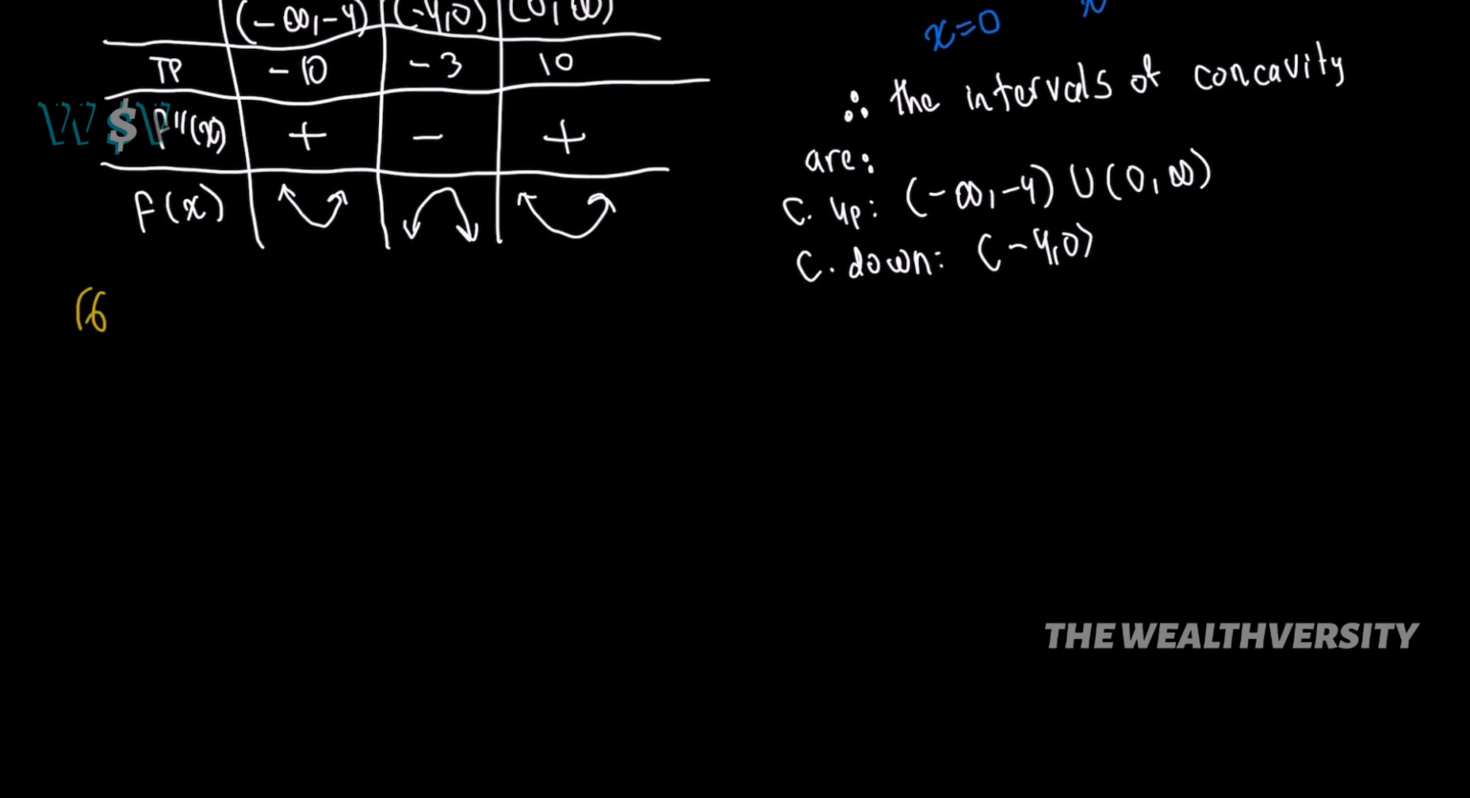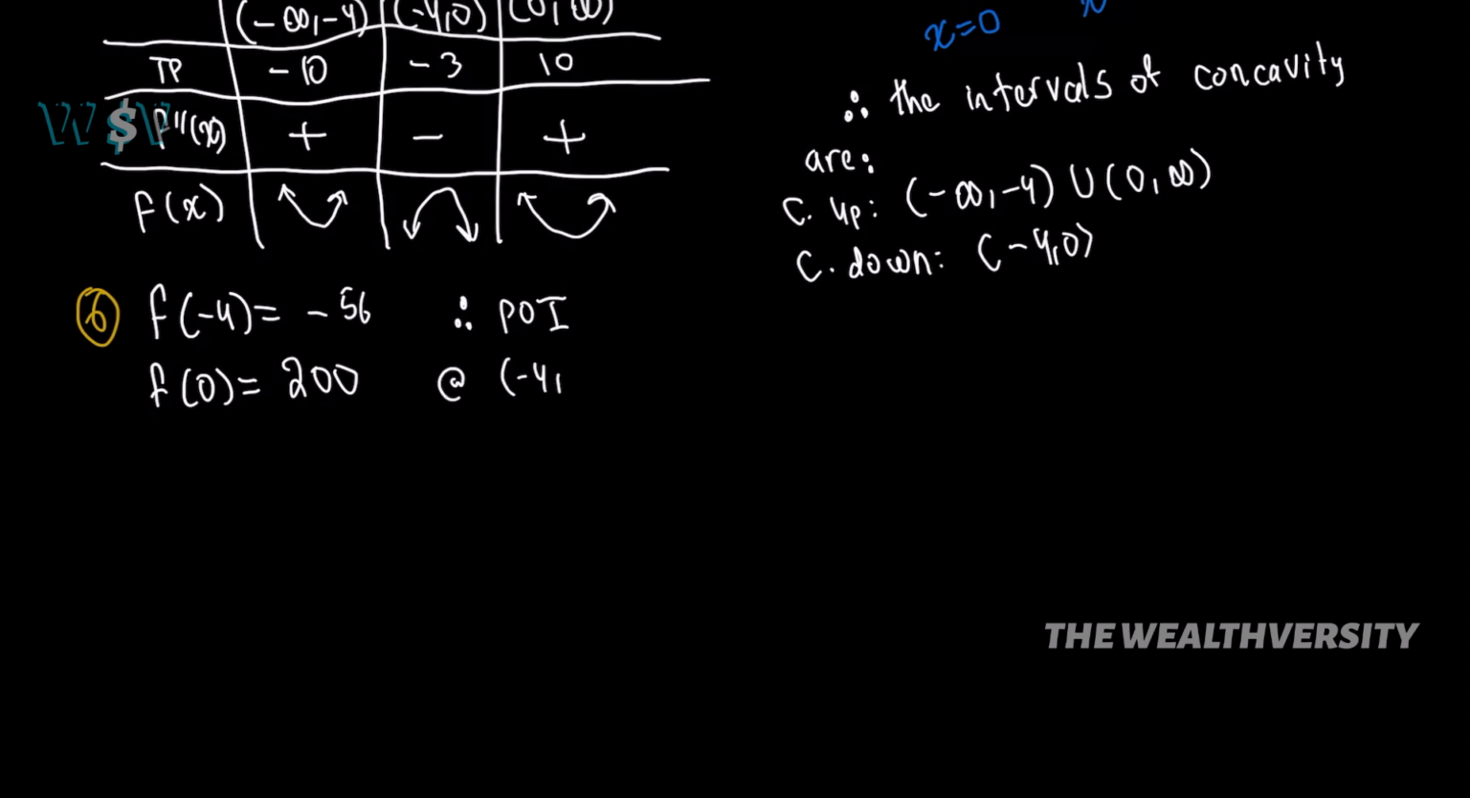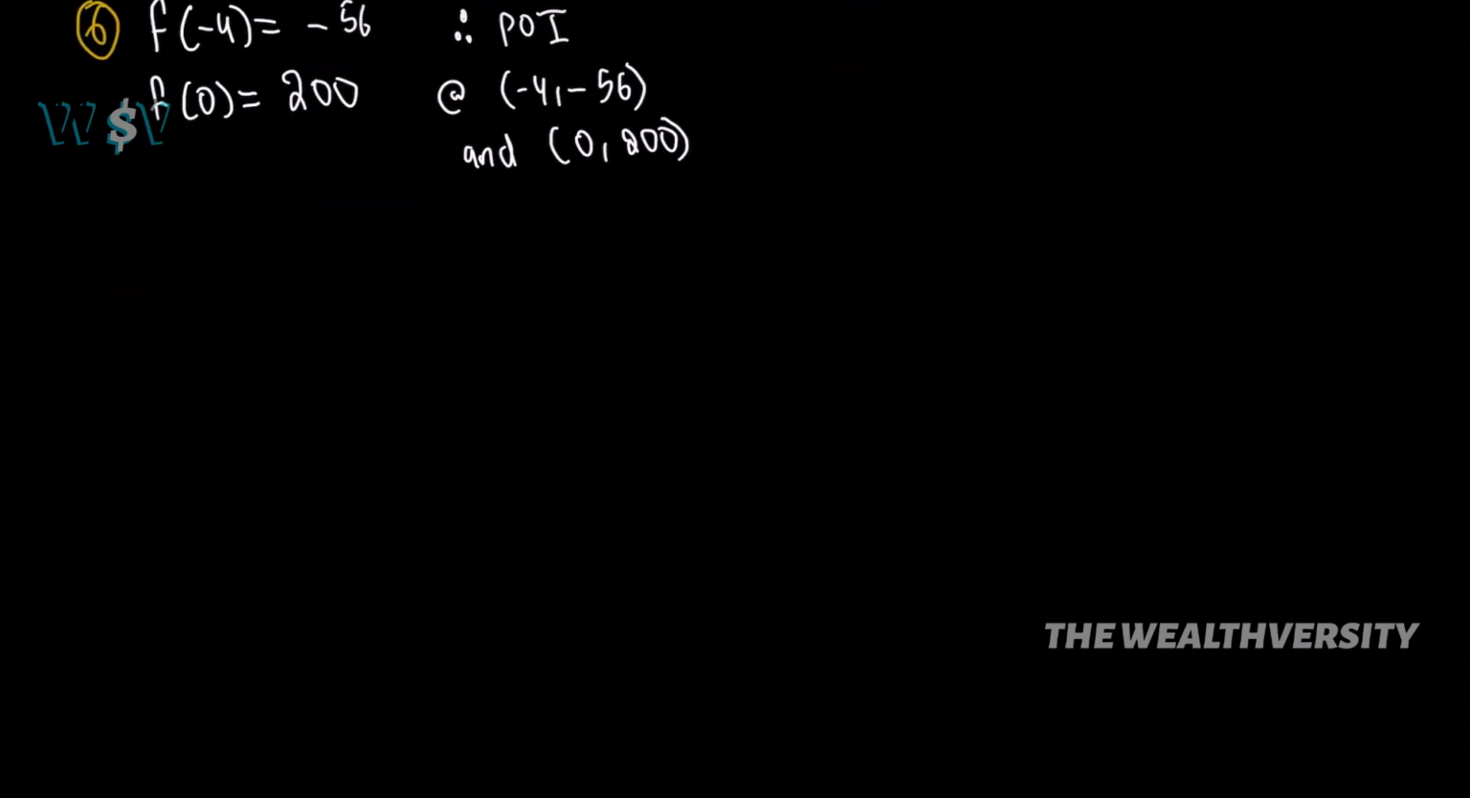The sixth step is to find the points of inflection, which happen where there is a change of concavity at the critical points, such as concave up to concave down or concave down to concave up. Looking at the chart, we see that the concavity changes at both critical points, negative 4 and 0. So we sub these values into our original function to get that our points of inflection are (negative 4, negative 56) and (0, 200). The last step is to use all the information we found to sketch the graph.